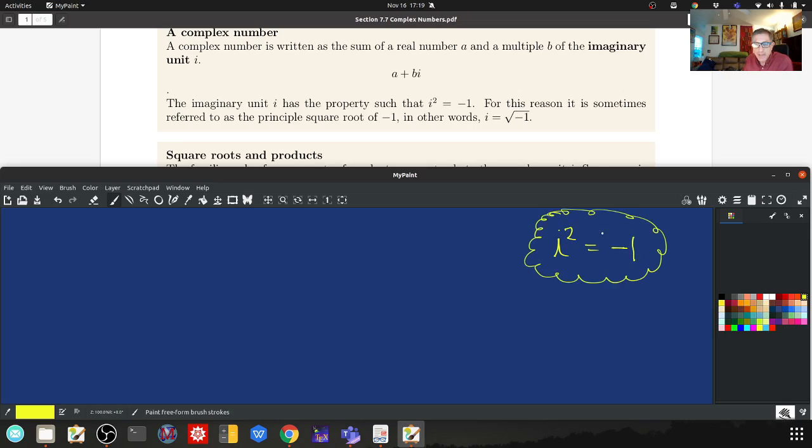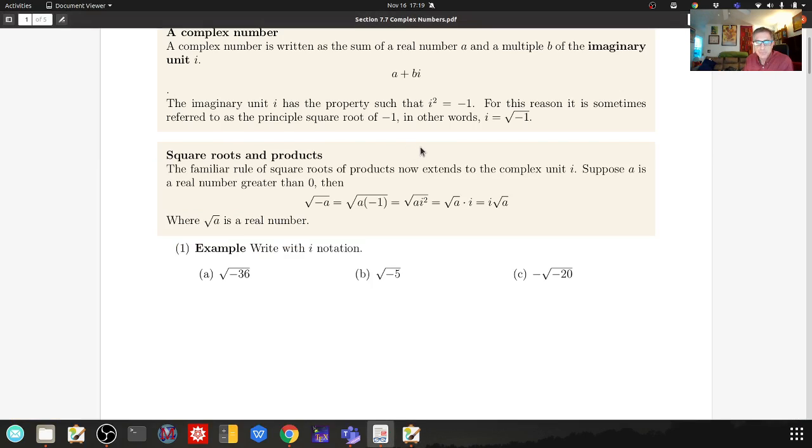And then once you have that, you can take the square root of i squared, and the square root of i squared allows me to bring the i outside of the radical and get i is equal to the square root of minus 1. So here's the thing, square roots and their products. The familiar rule for square roots of products now extends to the complex unit i. So i is the complex unit, or if we want to be more precise, it's the imaginary unit. It's the number that we just added to the real numbers.